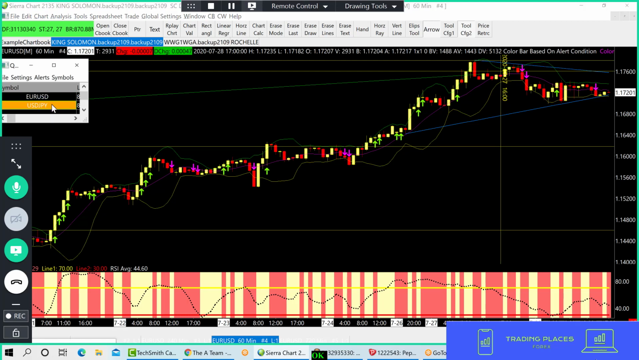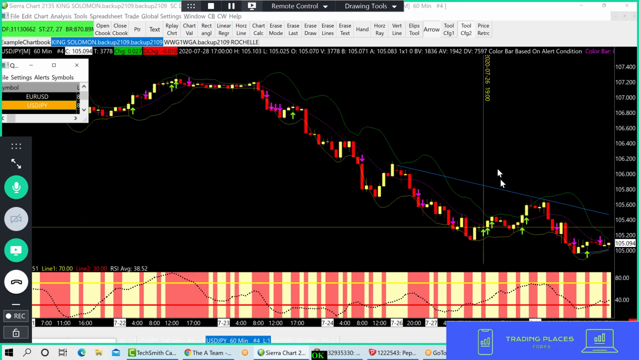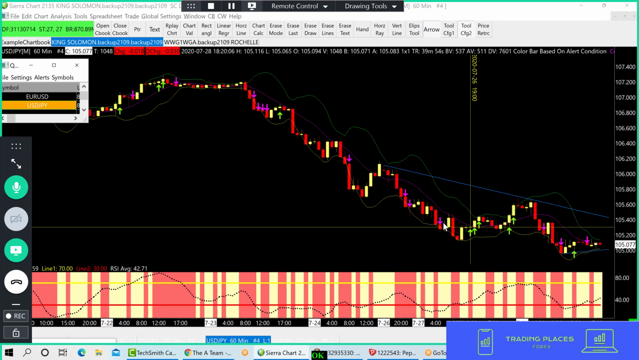Let's go to dollar yen. All right, so this was a couple days ago. These signals worked perfectly. Look at that. Signal came out here, went the distance. This signal here, you kind of have to not take a trade when closing time's happening, because there's not enough volume to push it through.